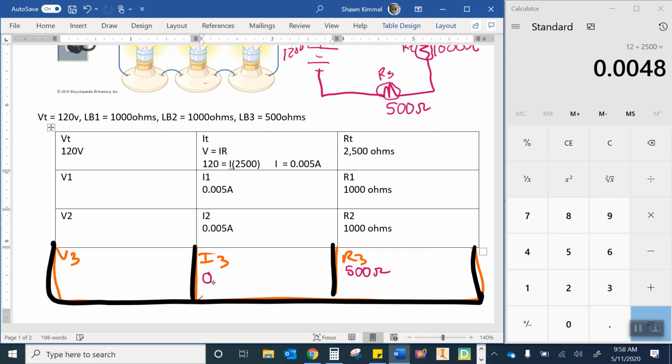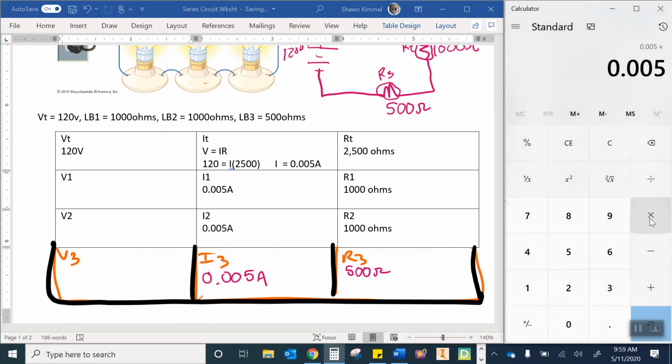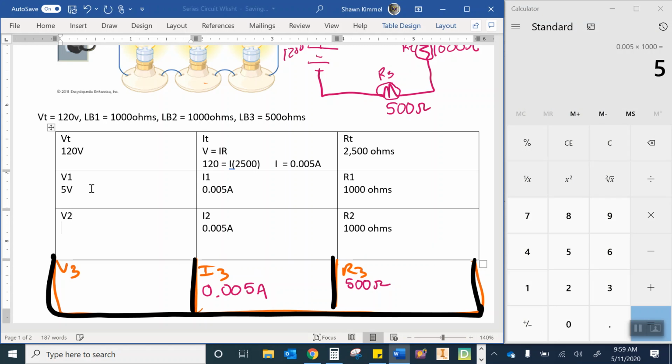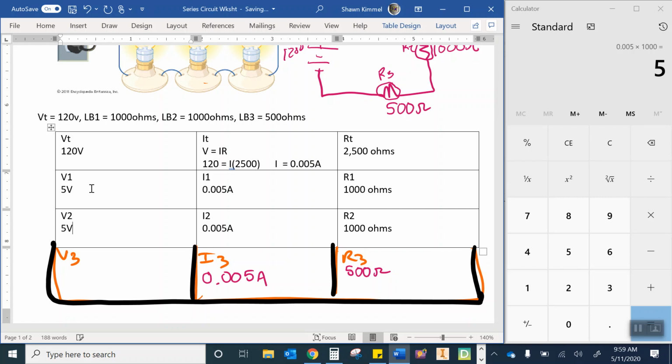I'll write this in down here again, 0.005 amps. Again, now, as we said earlier, once you know two of these, you can solve for the third. So to find the voltage, I'm going to take I times R, or 0.005 times 1,000. And that gives us here then 5 volts, which means the next one would be 5 volts, and then the next one would be 0.005 times 500. Something's not making sense here.